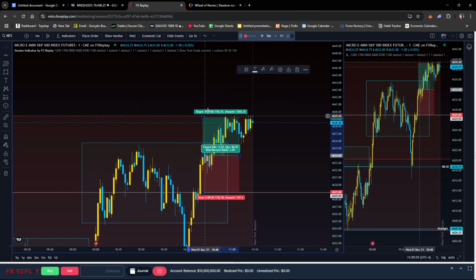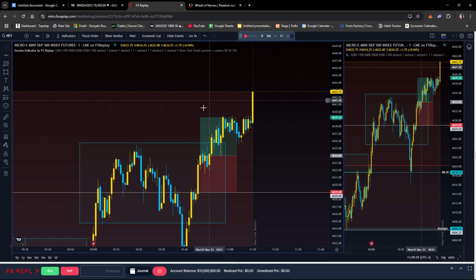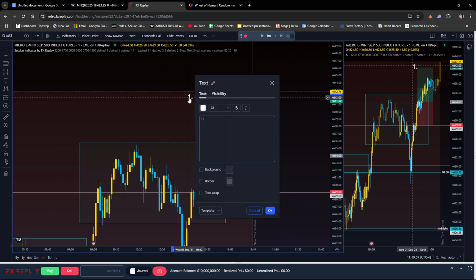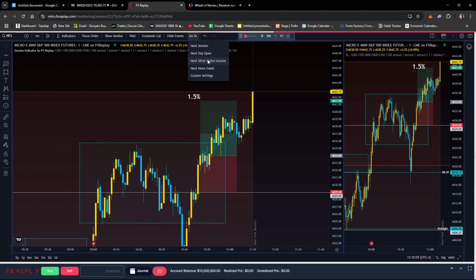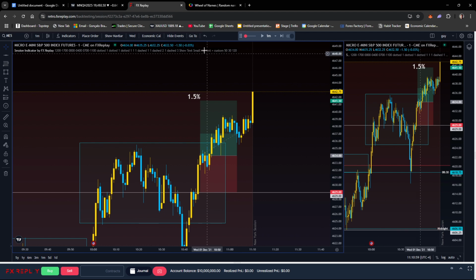Okay, we're starting to accumulate here. 1-to-1, but the final TP does get hit. I was very close to cutting the position there. So the first trade, we get a 1.5. Okay, December. Right, let's go back to the next day now.